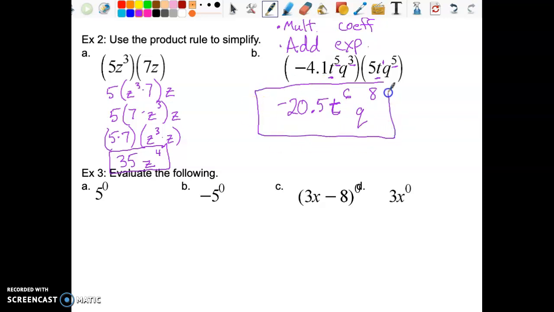There's that answer. All right, let's talk about a new rule, which is any base to the 0 power is equal to 1, with the exception that the base cannot equal 0, because 0 to the 0 power is technically undefined.